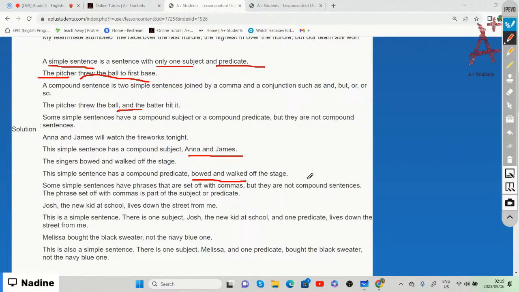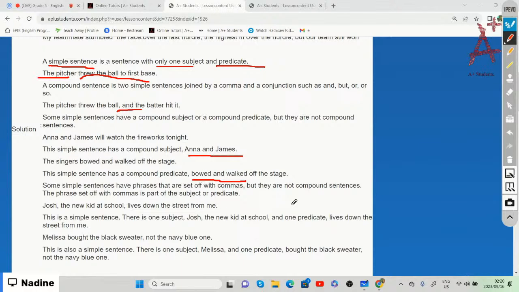So, bowed and walked. Bowed and walked, right? It is two actions. So even though it is a simple sentence, a simple sentence can have a compound predicate. Whether there is a subject within a sentence as well as a predicate, which is the action within the sentence, sometimes we only expect one action to take place, right?